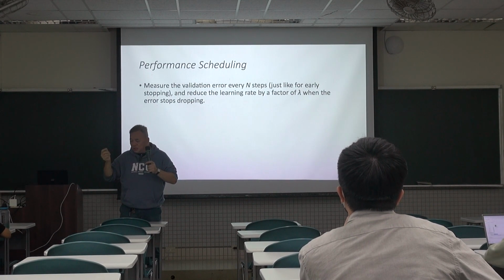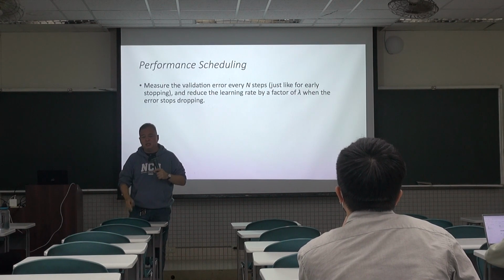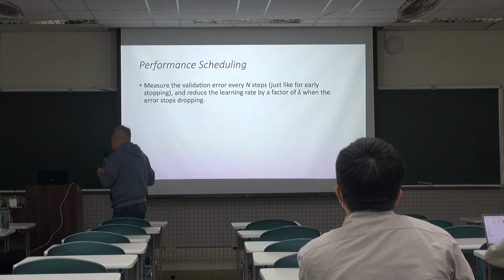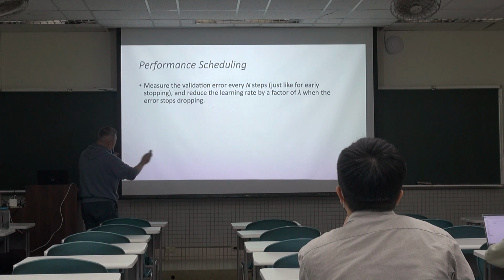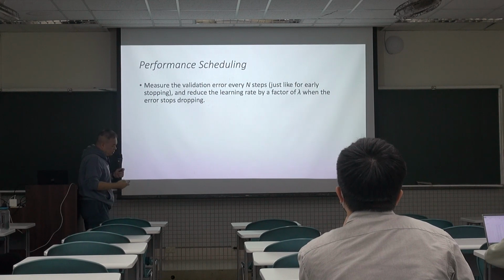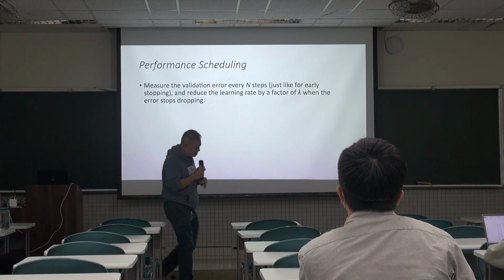The only difference between the early stop and this performance scheduling is the action that is taken. For early stop, if the validation error does not go down for the patience number of epochs, we cut it. We just stop the training. But here we just reduce the learning rate, normally by half. But you can reduce it by a factor of lambda, in general.